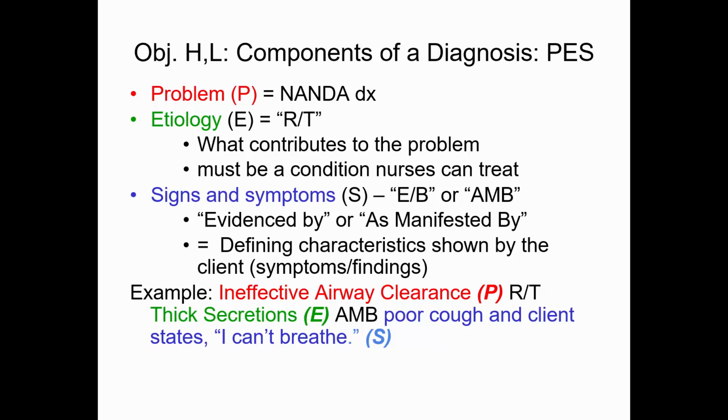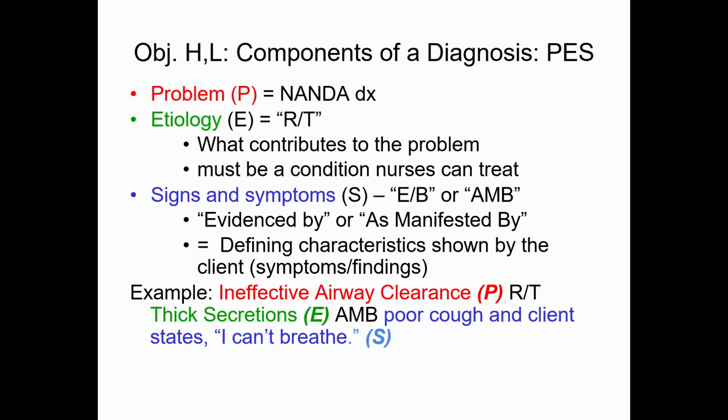This slide breaks down the actual components of a nursing diagnosis, and we're going to discuss this more in class also, but this is just to give you a general idea of the components. The problem is the patient's NANDA diagnosis. The etiology is what contributes to the problem and must be treatable by nursing. And then the signs and symptoms are the defining characteristics of the problem and not the etiology. So it's related back to the problem.